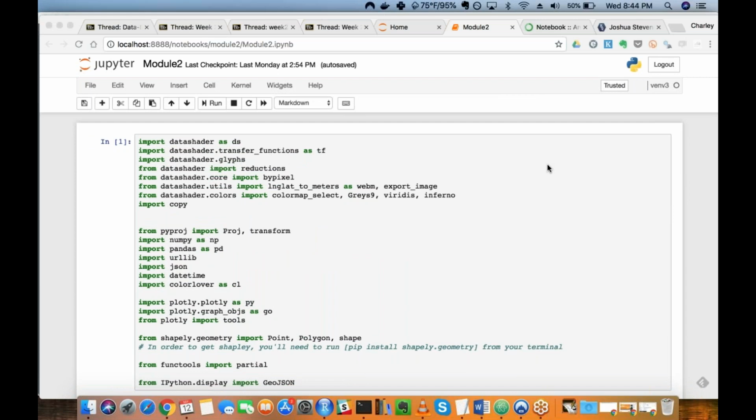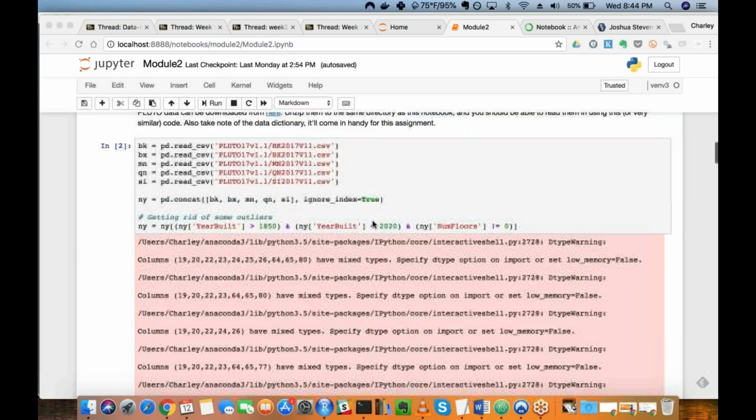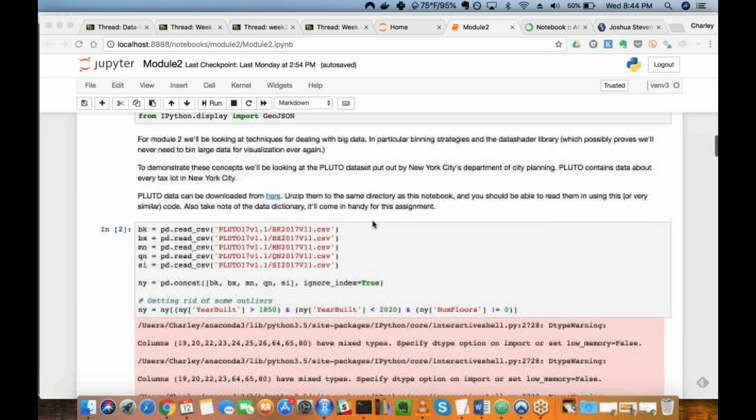So homework 2, we're doing a few things. This is meant to go through visualization in a Python environment, so we're using a Jupyter notebook and displaying our information using Jupyter. But we're also dealing with a large data set. In this case, we're looking at what's called the Pluto data set. Pluto is essentially data about every single tax lot in New York City. So it's definitely large enough that you'll have to think about how you want to visualize it.